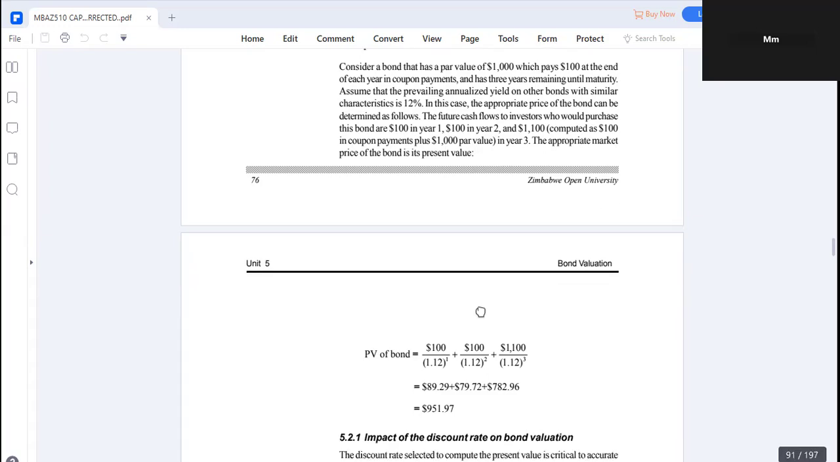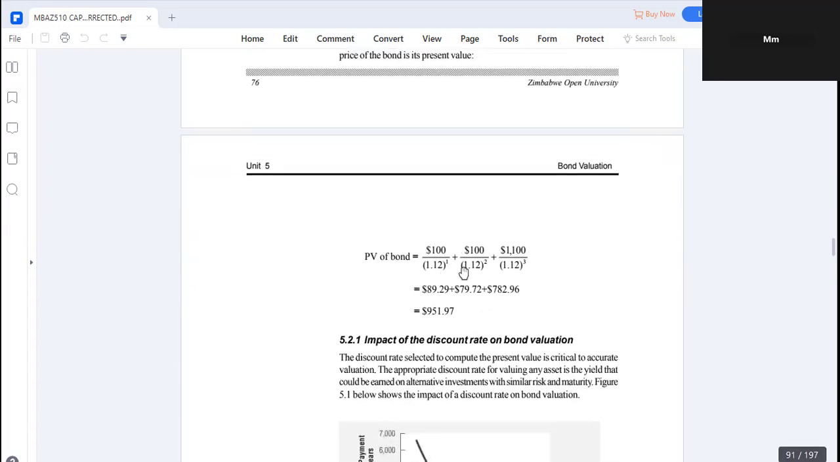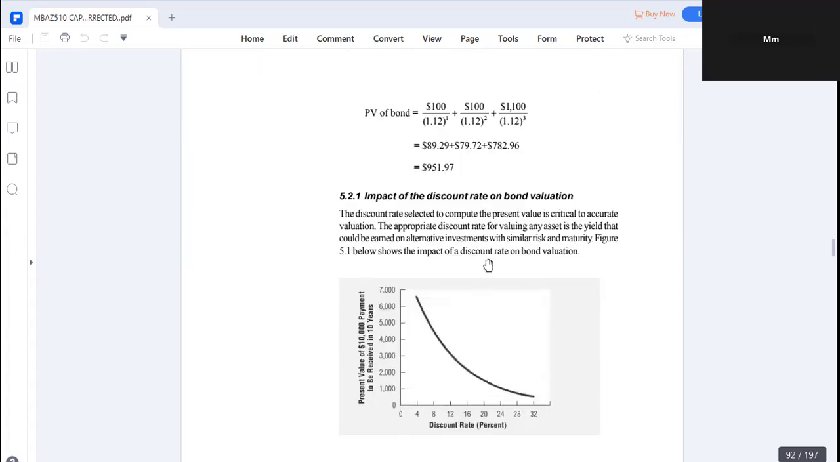So how do we calculate the value of the bond? Number one, we calculate the discount factors, which is 100 over 12% plus 100 over 12% plus 100 over 12% in year two. Then we just add the 1,000 there. So the value of the bond comes out like that. Now we have a formula that we'll use later on to simplify the computation of these bonds.